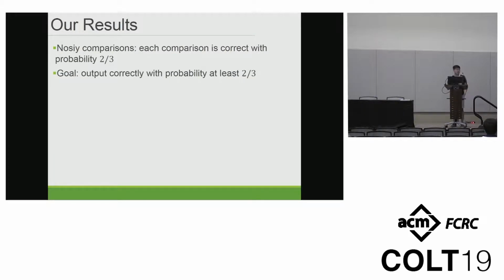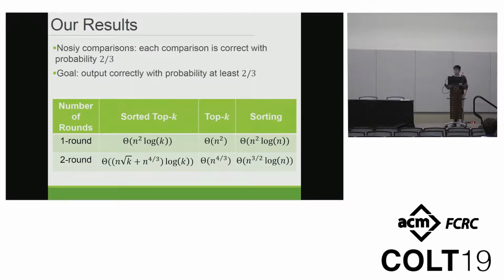All right, so in this paper, we also consider a case in which comparisons are noisy. So in this noisy case, each comparison is correct with probability 2/3. And our goal is to output correctly with probability at least 2/3. For 1 or 2 rounds, we show tight bounds for these 3 problems.